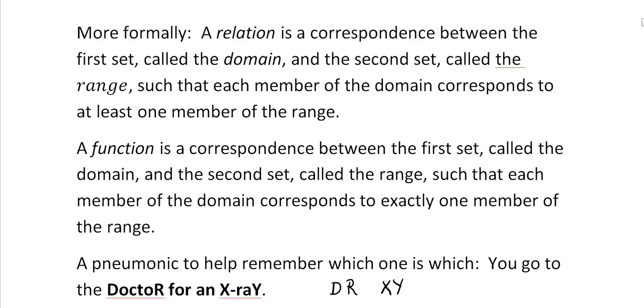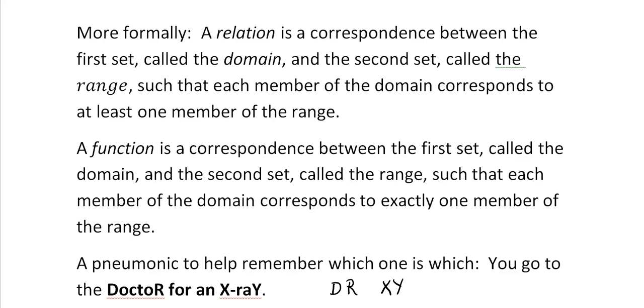So more formally, this is the formal math language. A relation is a correspondence between the first set, called the domain, and the second set, called the range, such that each member of the domain corresponds to at least one member of the range. A function, on the other hand, is a correspondence between the first set, called the domain, and the second set, called the range, such that each member of the domain corresponds to exactly one member of the range.